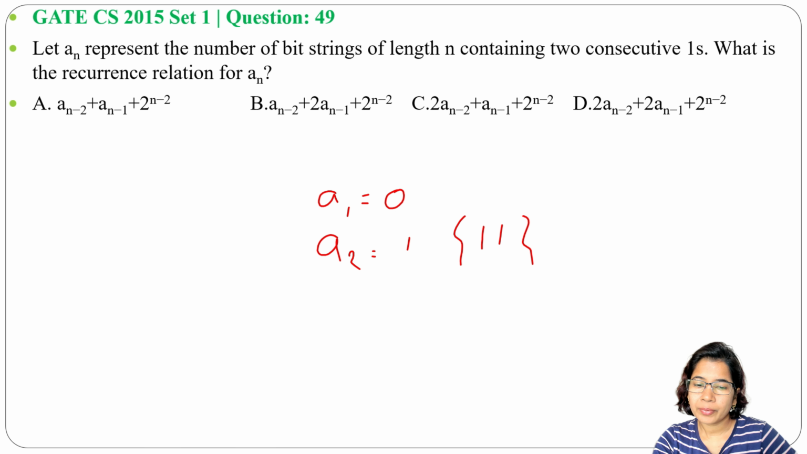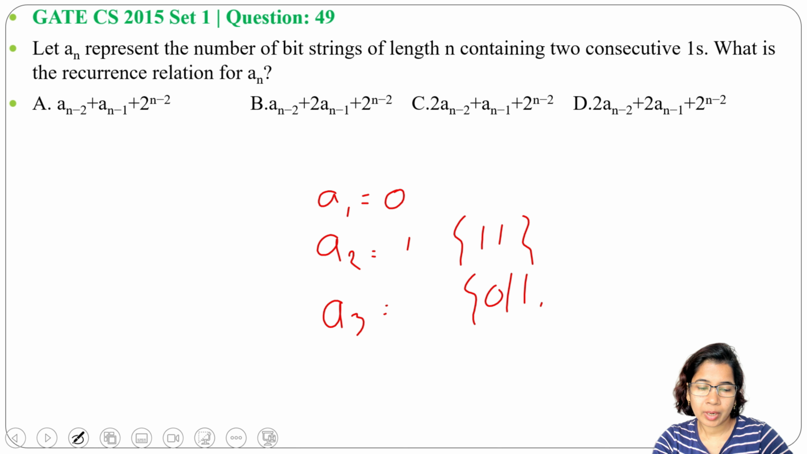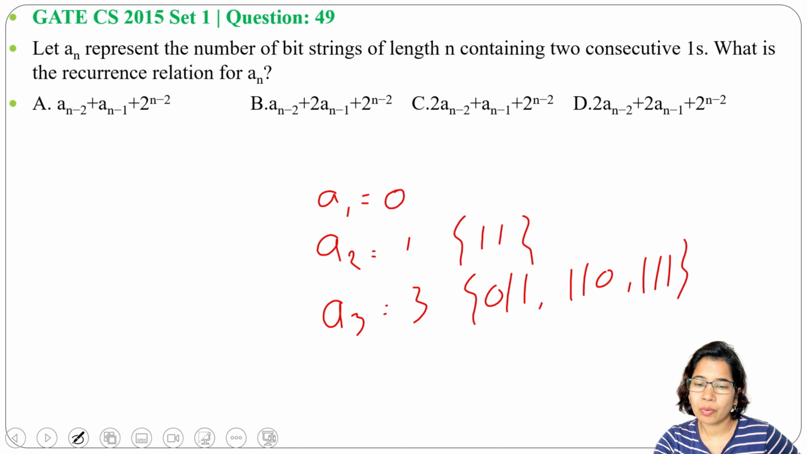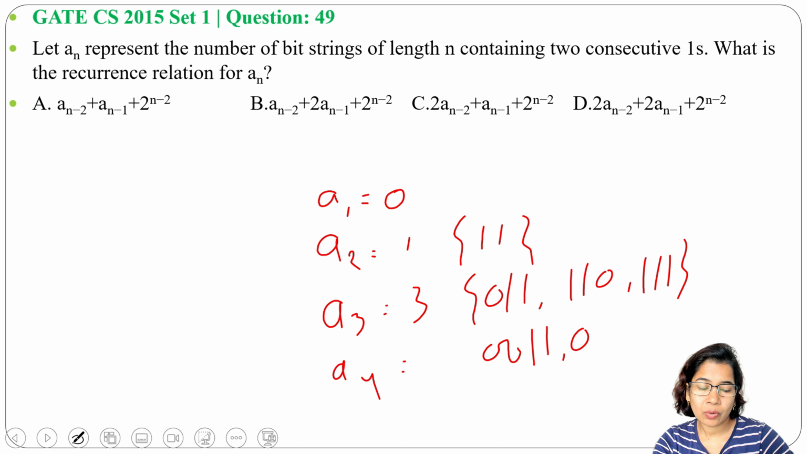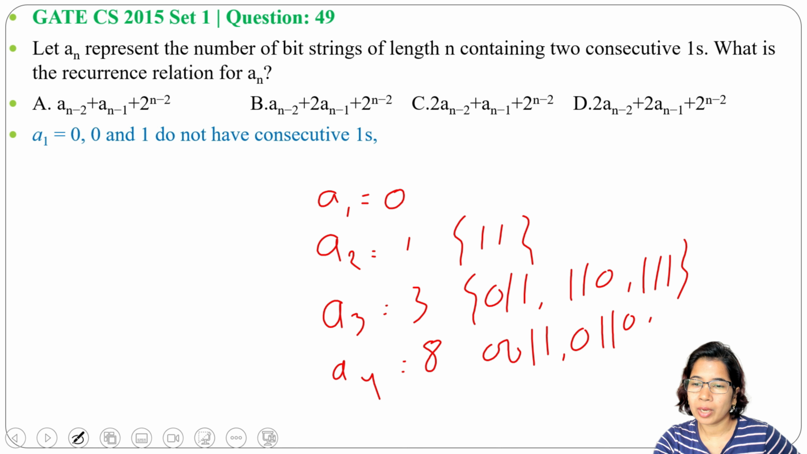Next, what will be the value of A(3)? In A(3) there can be 011, 110, 111. So A(3) equals 3. There are 3 bit strings having two consecutive 1s. Okay. Next, what can be the value of A(4)? 0011, 0110. Like this, if we write all, there are 8 4-bit strings having two consecutive 1s, right?